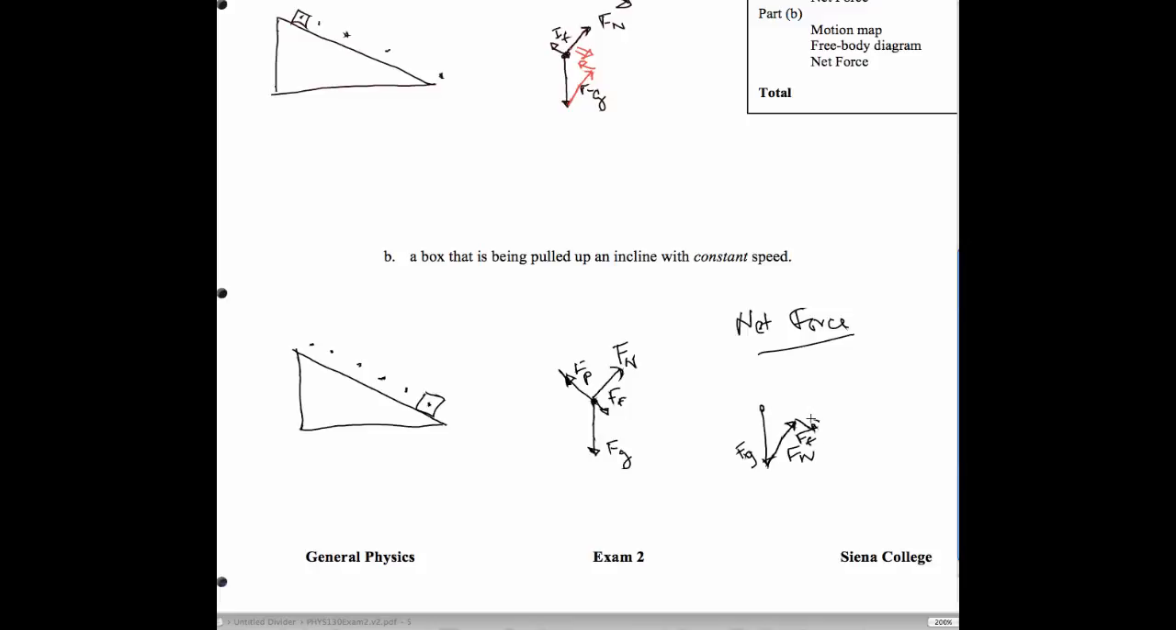And now my pull should get me right back to where I started, so that the net force is 0. So it looks like this one I should have made a little bit longer, maybe like that. Okay, we'll erase this part, fill it in, and our net force is 0. We know that because we're moving at a constant speed.